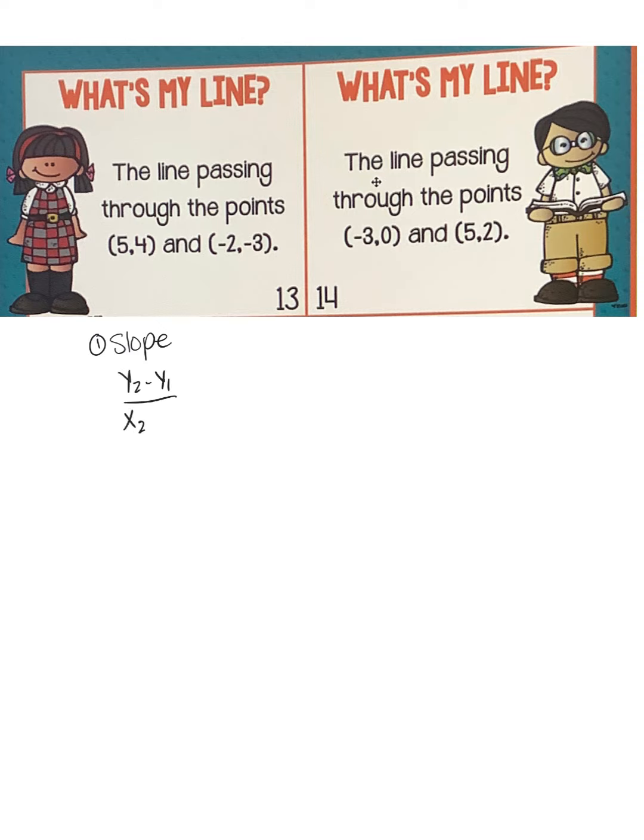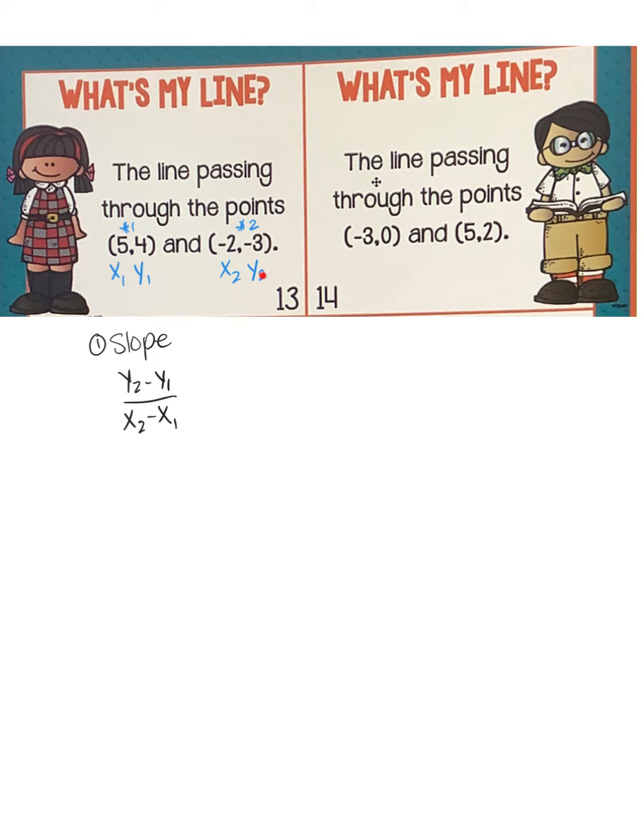y2 minus y1 divided by x2 minus x1. And as I've said in class, it's best to label your points. Coordinates are always in the order of x and y. And since this is point number 1, this gets to be x1 and y1. And this is our second point, so this is x2 and y2. Now, it's important when you're using the slope formula to make sure you're using the right numbers in the right order.